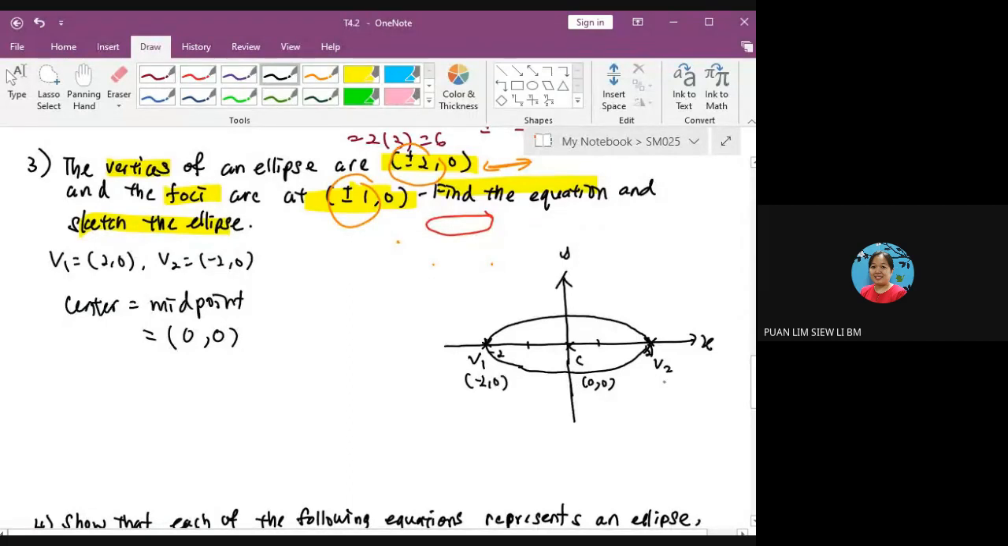Dah alang-alang kena lukis kan? Dia dah kata lukis. So lukis lah siap-siap, label lah cantik-cantik. So once you have your center, then everything will come up. Every issue can come up. So what's your A? Benda melintang ni berapa? Daripada 0 ke 2, sini 2 unit. Okay, so maka A square jadi 4. Nanti saya nak bentuk equation, saya perlukan A square. Then dia kata apa lagi? Focal point. Focal point adalah positif negatif 1. So focal point saya berada (-1, 0) dengan (1, 0).